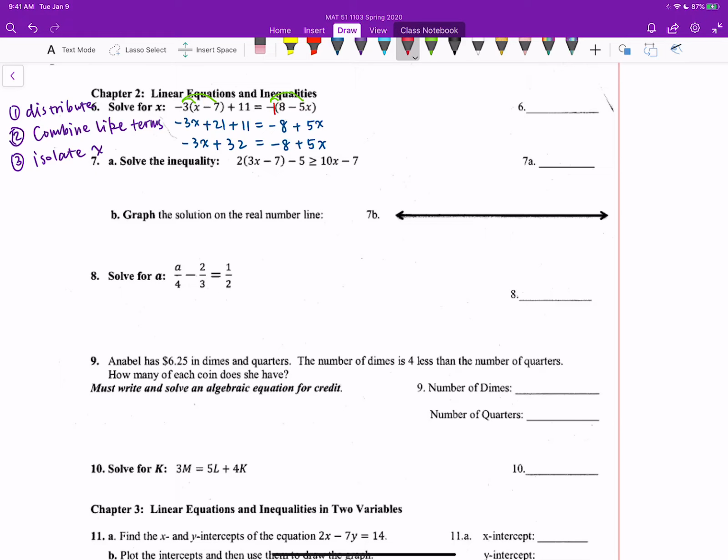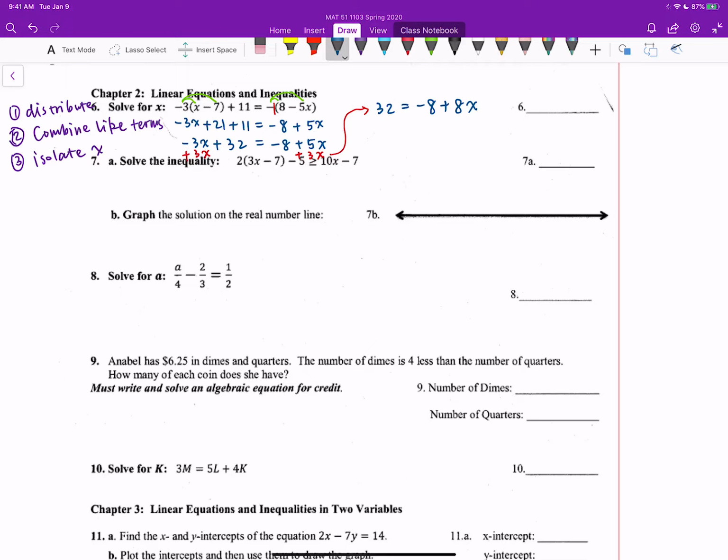That means we're going to move this -3x to the other side. So perform inverse operations. -3x, the opposite is +3x. And you're going to do the same thing on the other side. And let's write down what happens after this. The -3x and +3x on the left hand side canceled out, so you only have a 32 left. On the right hand side, you have -8 plus 5x plus 3x, that is 8x.